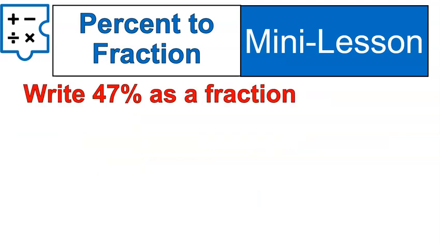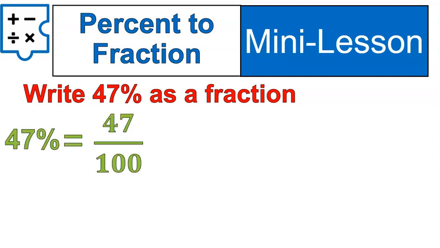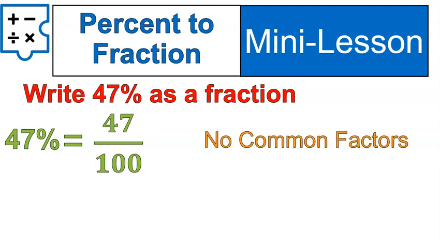So let's try out with 47%. Try and write 47% as a fraction. 3, 2, 1, go. 47%, 47 over 100. There's no common factors, so you're done. Now I picked two numbers that had no common factors with 100. And I did that to make the first two kind of easy.